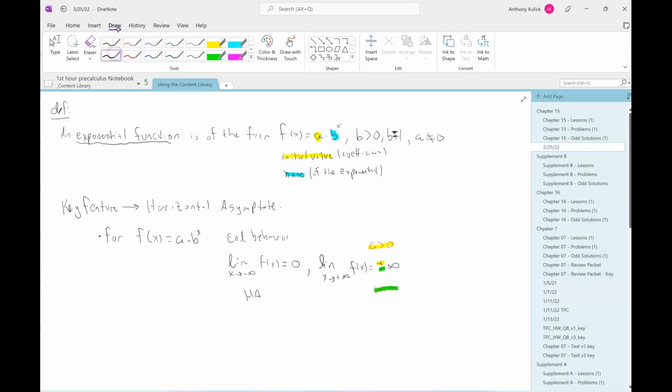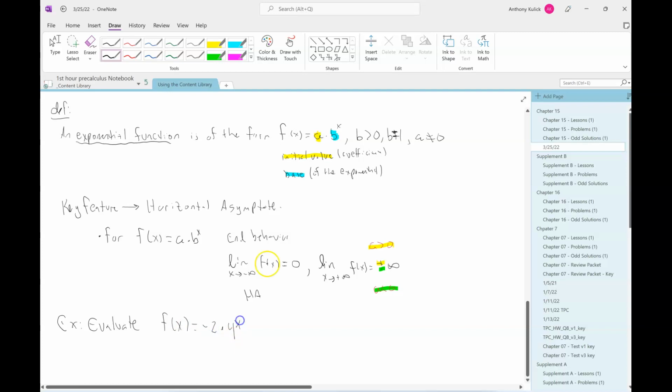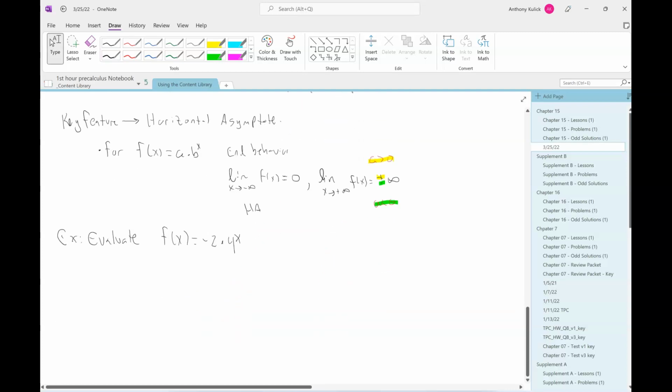All right. Let's just do an example here. So let's say I want to evaluate the function f of x equals negative 2 times 4 to the x at a couple of different values.